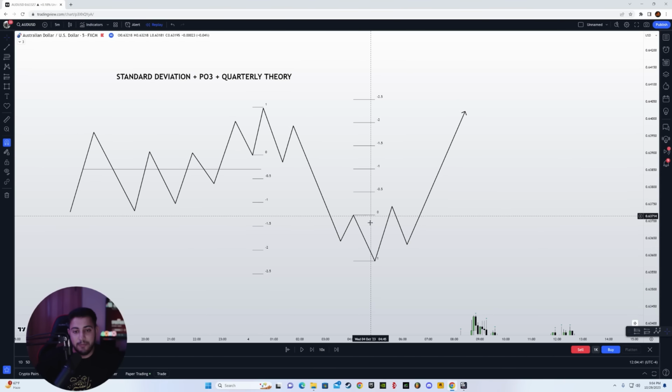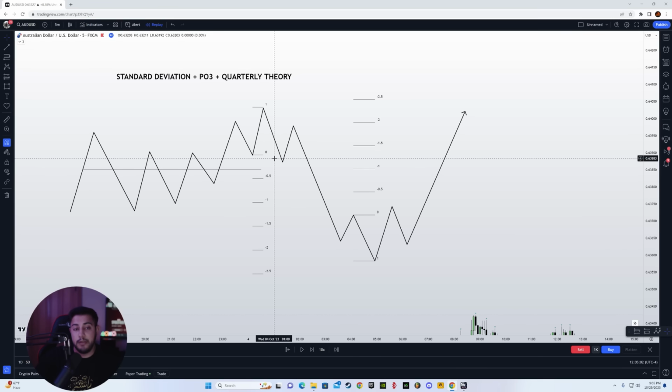So now you can see price comes into the -2 and -2.5. That is where our manipulation phase ends. And to confirm that, we have to look for a market structure shift on a lower time frame. So first off, mark out the daily opening price, then drop down to 5-minute time frame. Remember, 5-minute time frame, okay?